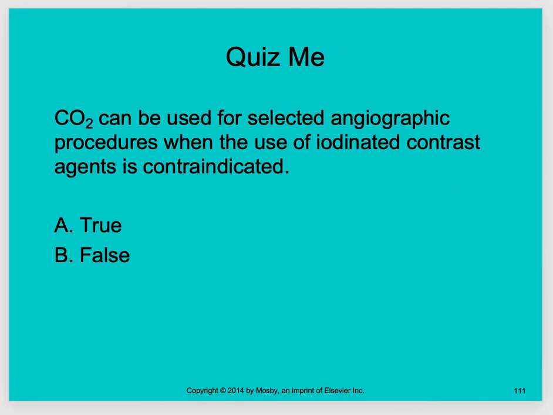So we're going to do some quiz-mes here. So CO2 can be used for selected angiographic procedures when the use of iodinated contrast agent is contraindicated. So make sure that you look at this within the book, see about CO2 and angiographic procedures. So the answer to this is true. CO2 can be used.